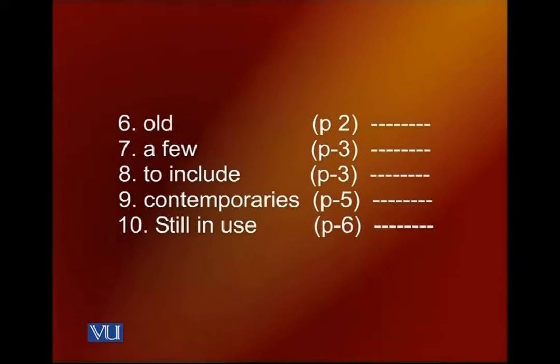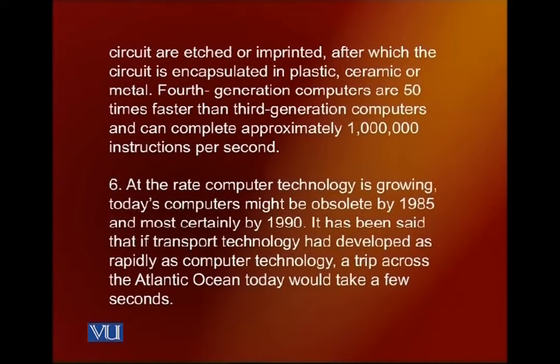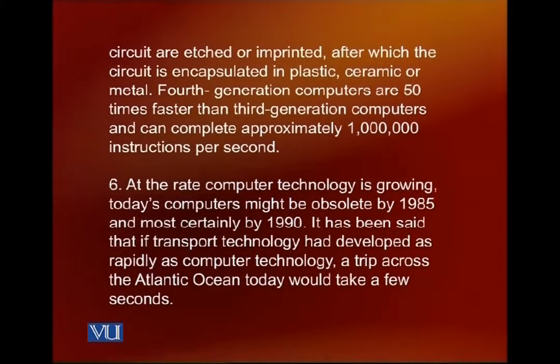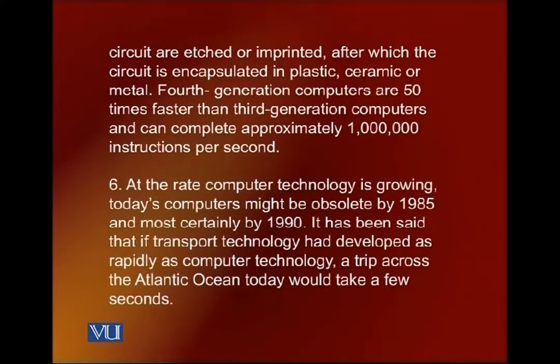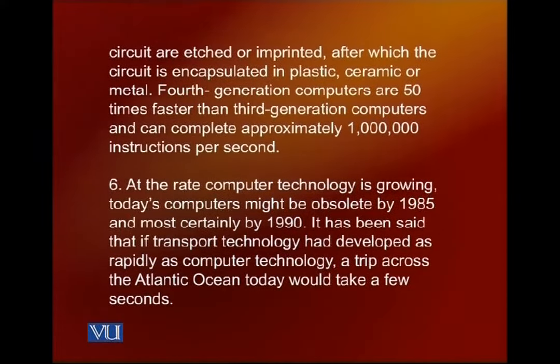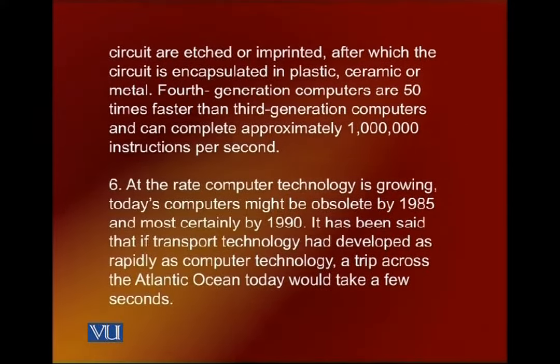And the last phrase is still in use. Something that is currently, jise hum kehte na, raaj hai is waqt. It is in use, in current use. Still in use. Okay, abhi bhi istemal ho raha hai. Find a word in your text. And if you look at paragraph 6, the last paragraph, you will find that there is a word which is directly opposite to the phrase still in use. It's a big word. I'm sure you've got it. It is obsolete.